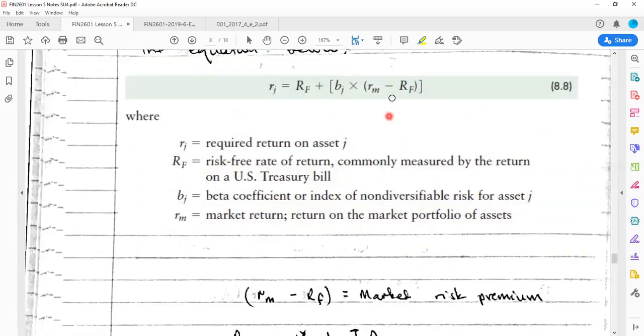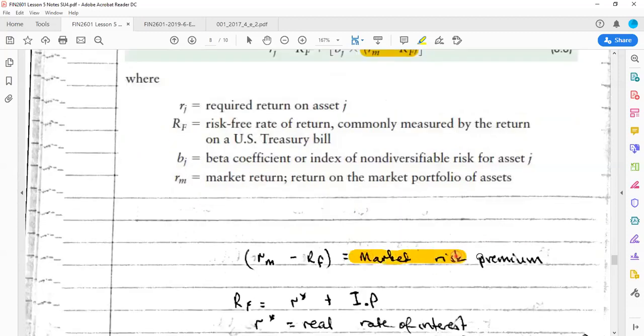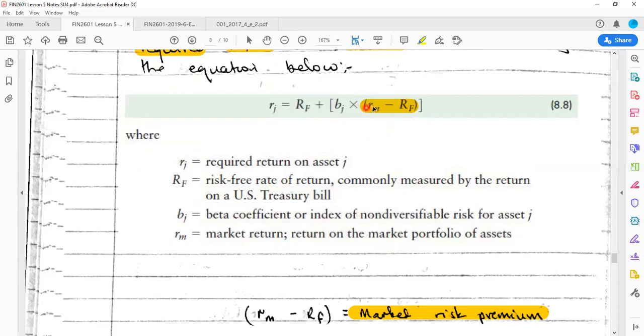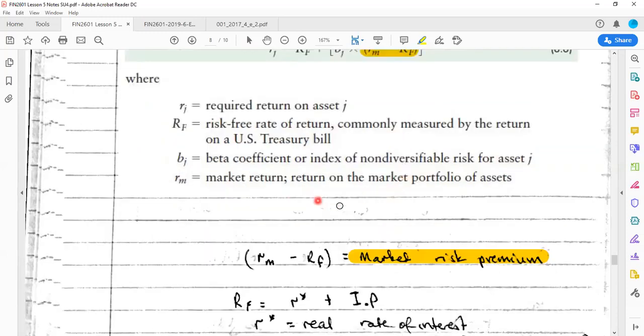Please note, RM minus RF, this part is known as the market risk premium. So if you get a question for the capital asset pricing model and they give you the market risk premium, it means they've already subtracted these two for you. They've already done the calculation for this part for you. So always read carefully. There's a difference between a market risk premium and a market return. Those are two different things.